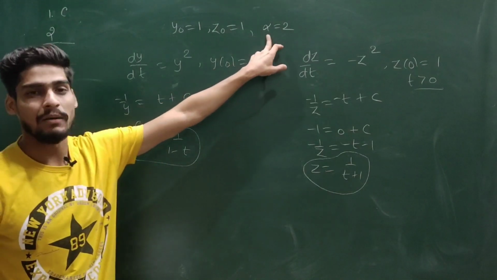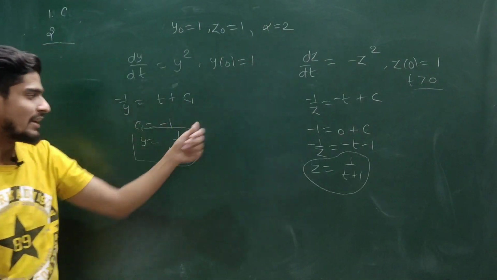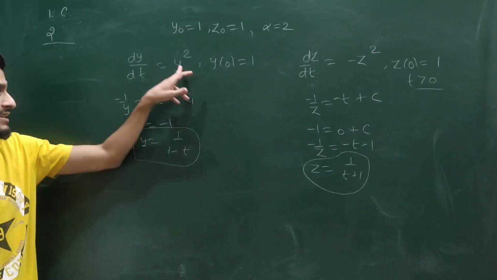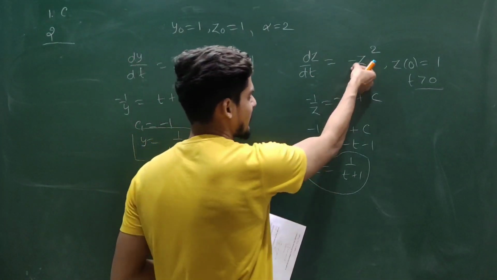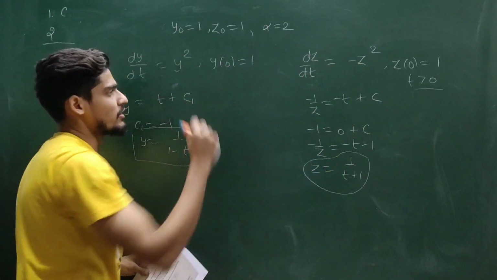If you choose alpha to be arbitrary but bigger than 1, then you will find the solution does not exist globally in this scenario. And here the solution blows up because of this negativeness, and y0 and z0 both are positive.